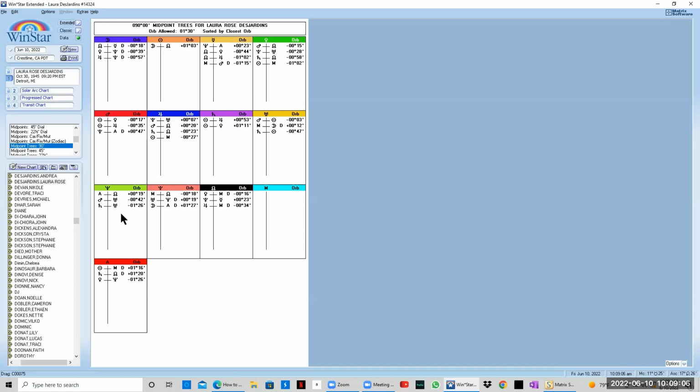So each one of these has a midpoint. And so also with astrology, you're going to look to see, are there any other midpoints that involve Uranus? And here's one. Venus is sitting at the midpoint of Uranus and Pluto within just under 30 minutes.